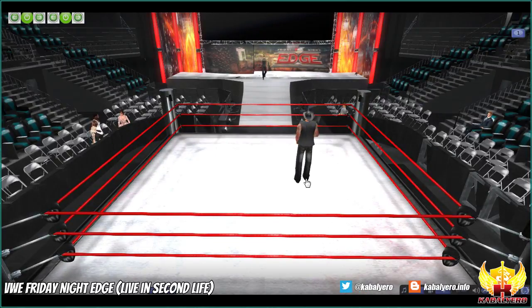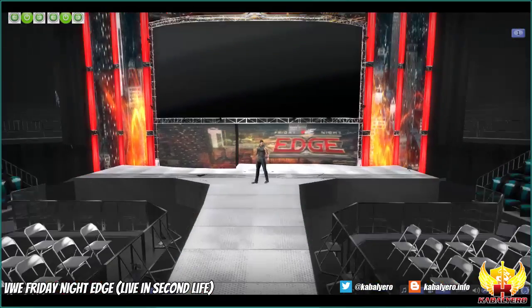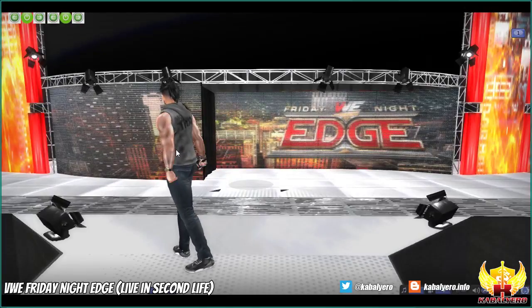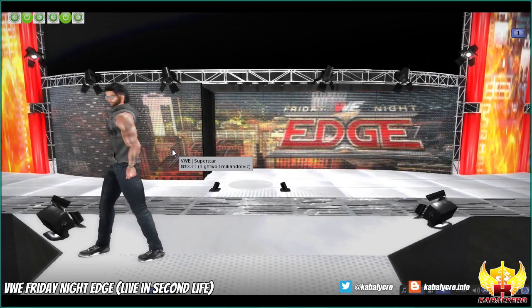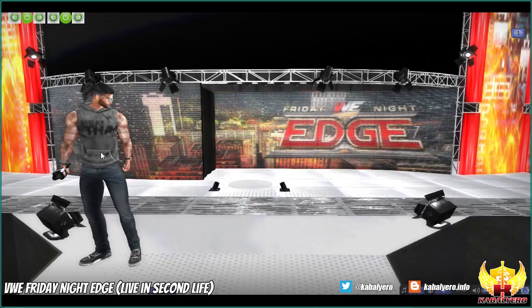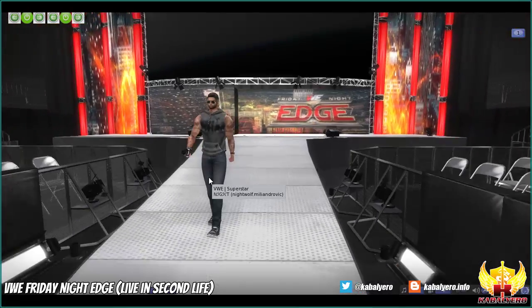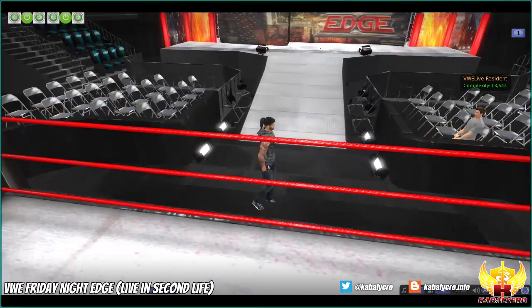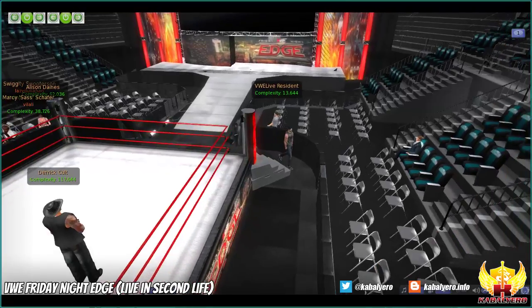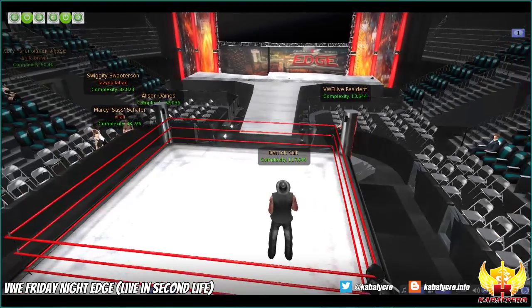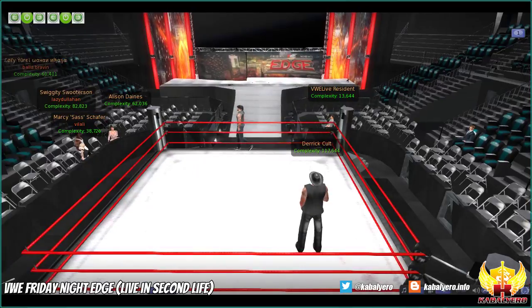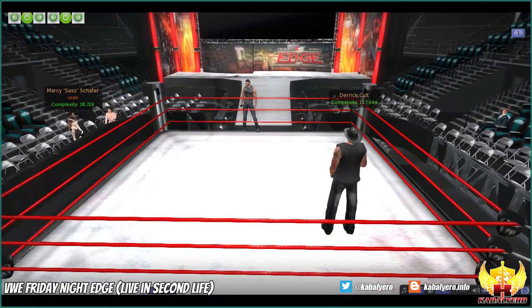And we have another wrestler. He just came out from the backstage, and who is he? Let's take a closer look. Zooming in. There you go. And we have VWE superstar Knight. His account name is Nightwolf Miljandrovic, but his display name or wrestling name is simply Knight, and he just entered the ring. He's going to confront Derek.